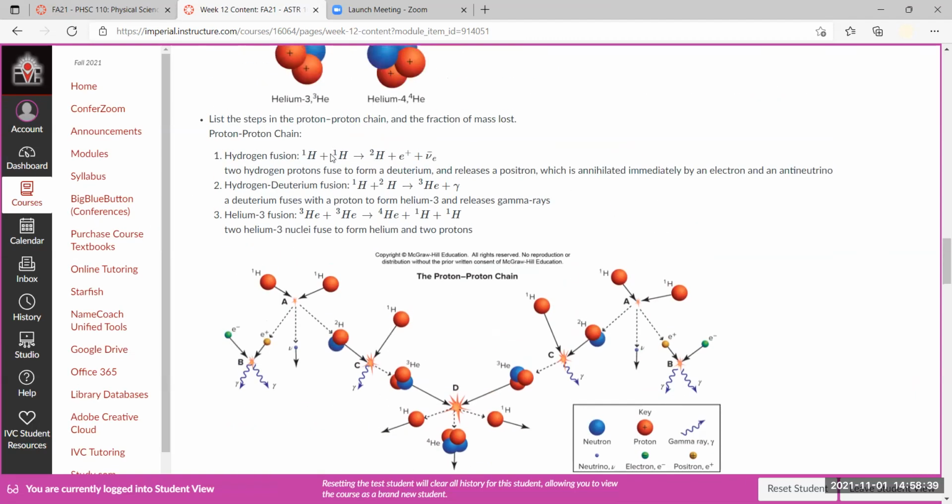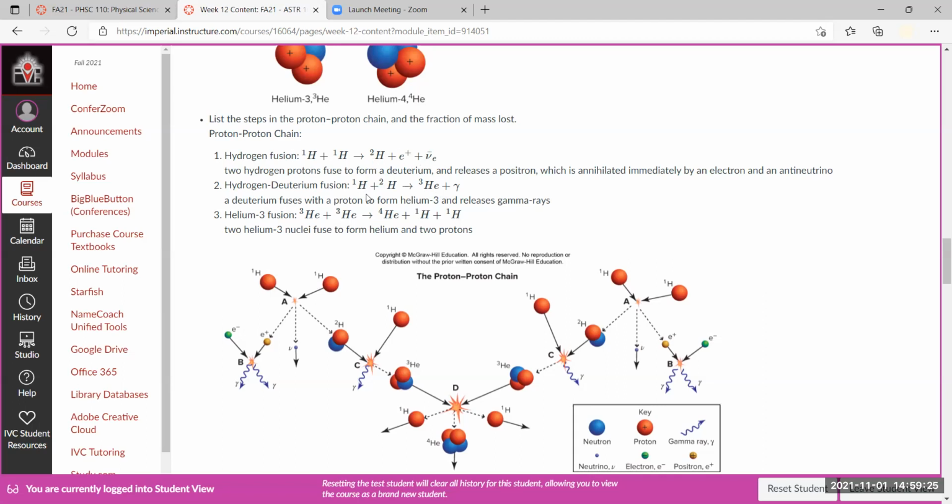Step by step, there is the first step, which is a very highly unlikely process, but it happens nonetheless, and this is what triggers the whole process. 2 hydrogen atoms fuse to form the heavy hydrogen, called deuterium, plus a positron, which is a positively charged electron, plus a neutrino. This is governed by the weak force. This is an extremely rare event. If it was any more common than it is now, the sun would have burned out a long, long time ago. If it was any slower, the sun would probably never have emitted light whatsoever. It would have stayed dark. So this is the one that starts it all.